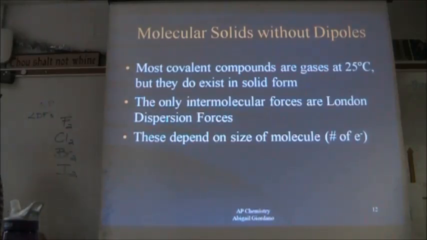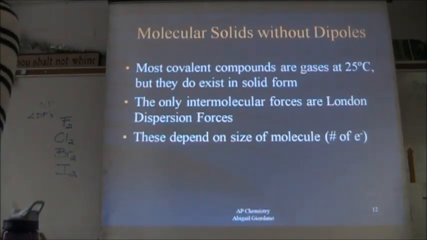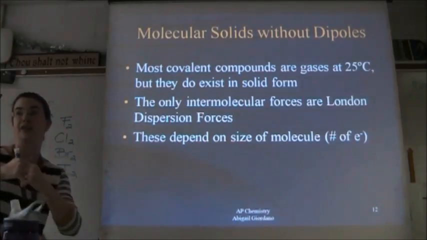All of these are held together very weakly. But look at our periodic table. Fluorine and chlorine are gases at room temperature. Bromine is a liquid, and iodine is a solid. Let me translate that a little bit here. That means fluorine and chlorine are held together pretty loosely. Bromine is held together a little bit more tightly, and iodine is held together the tightest of all.